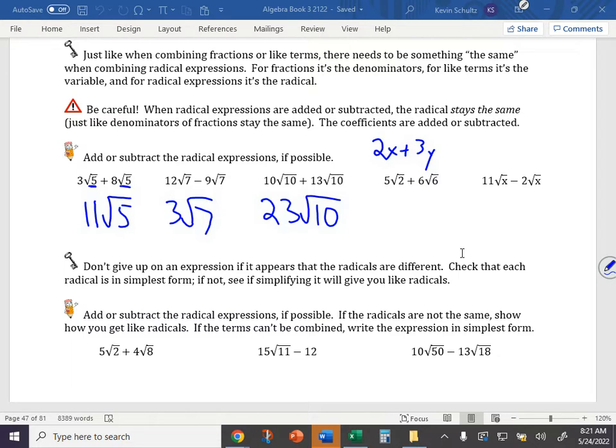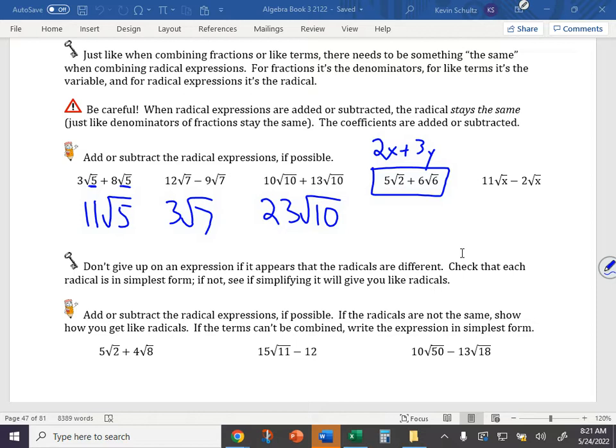Okay. 11 root x minus 2 root x. This would be the answer, right? That is already in simplest form. Just like if I asked you to simplify 2x plus 3y, you can't. They're different variables. You can't simplify this because they're different roots, and you can't simplify either of them. We're not factoring. This would just be in simplest form. Right? So that would be your final answer.